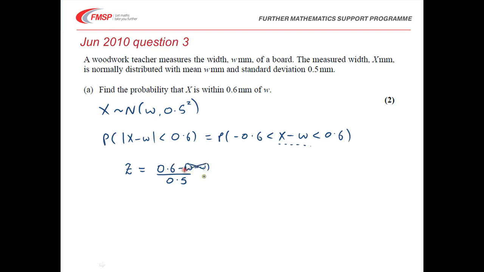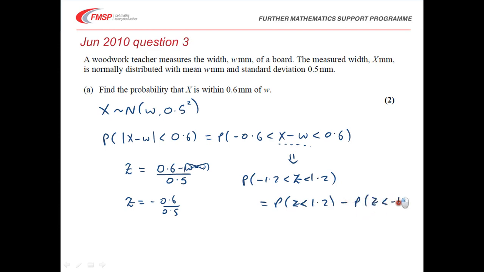We can see that the W is going to cancel, and we're going to have a Z value of 0.6 over 0.5. If we do the same with the negative one, that gives Z equal to minus 0.6 over 0.5. So this turns into the probability that minus 1.2 is less than Z is less than 1.2. There is some symmetry here, which is quite useful. This is the same as the probability of Z being less than 1.2 minus the probability of Z being less than minus 1.2.